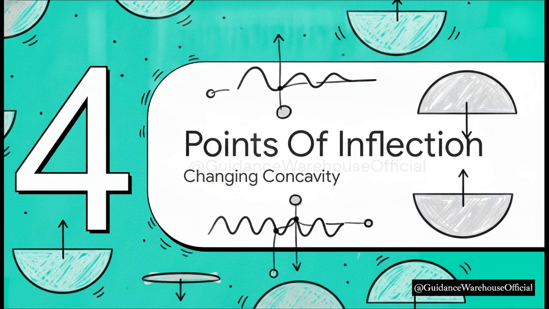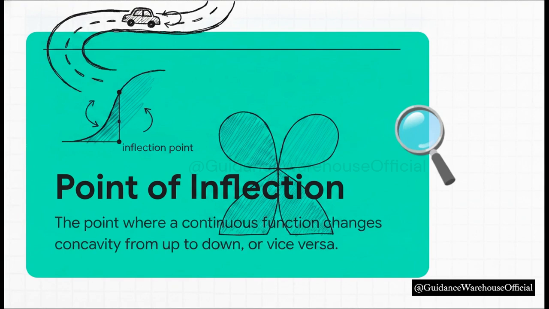Points of inflection. Now, if a graph can be a right-side-up bowl and later an upside-down bowl, what exactly happens at the exact mathematical moment the bowl flips over? Well, we call that specific spot an inflection point. It is the exact coordinate on a continuous function where it physically switches between being concave up and concave down. If you're driving on a winding mountain road, the inflection point is that exact split second you stop turning your steering wheel to the left and start turning it back to the right.